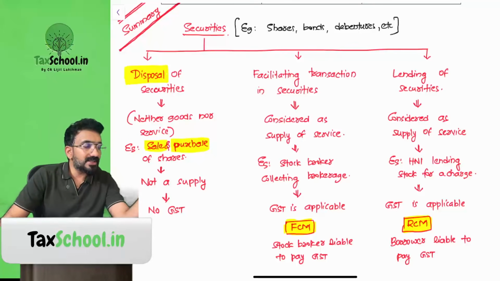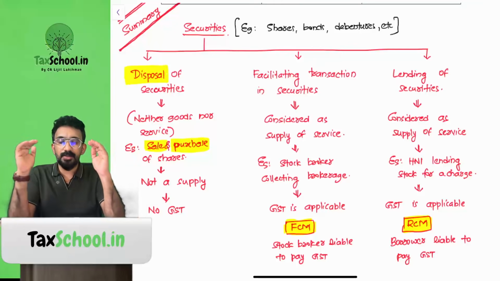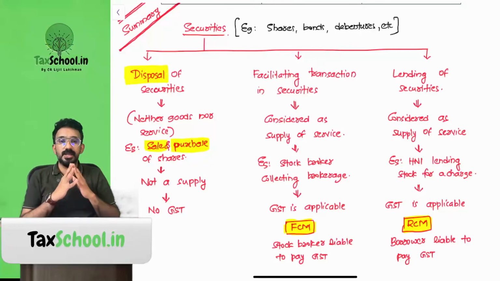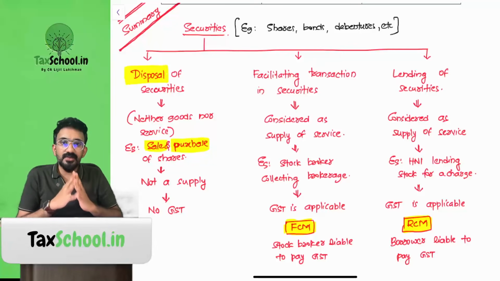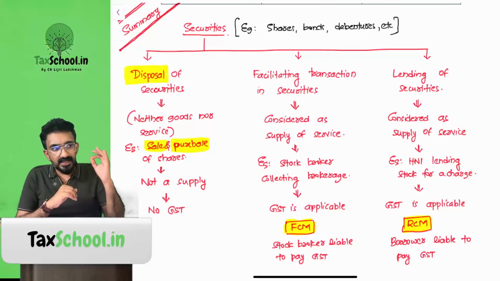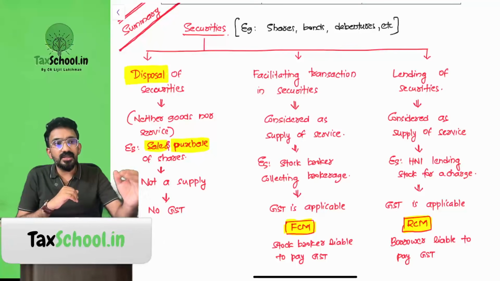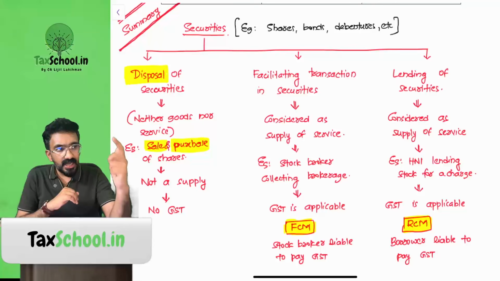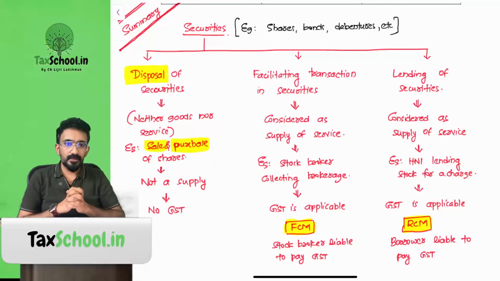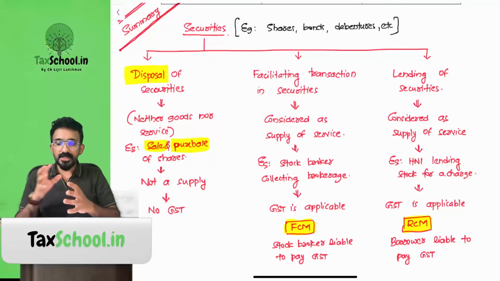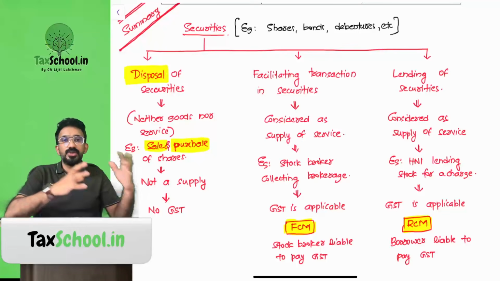Then we went on to the discussion of services, because GST can be applicable for both goods as well as services. What is the definition of service that we have under GST? They said service is nothing but anything other than goods, money, and securities. So we understand that securities are neither goods nor services.